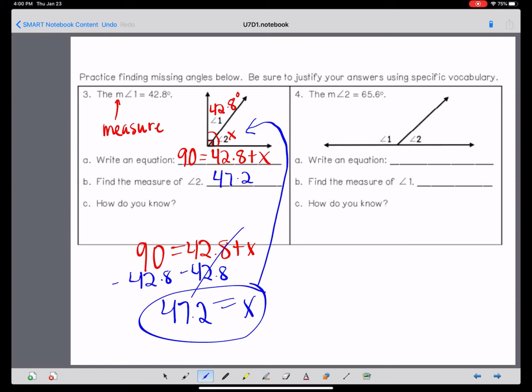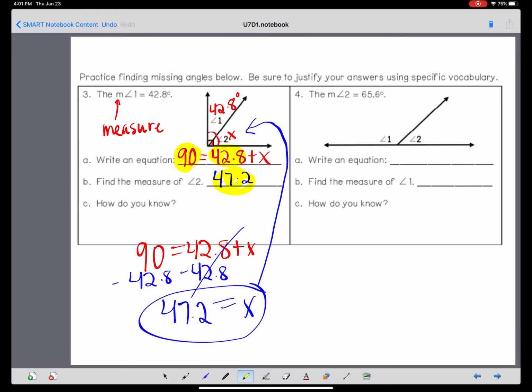And how do I know? Because I solved my equation, or I could always double check and say 47.2 plus 42.8 should equal 90 degrees.